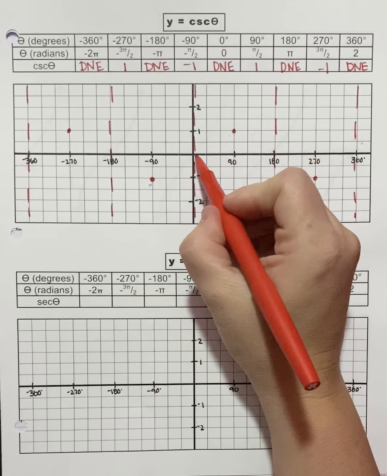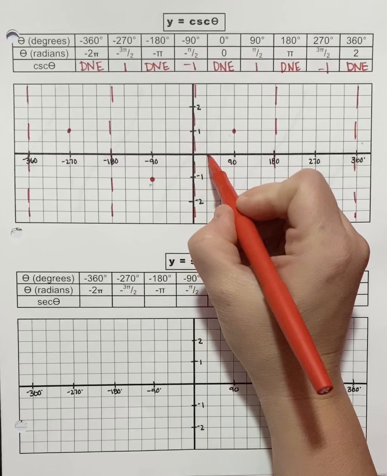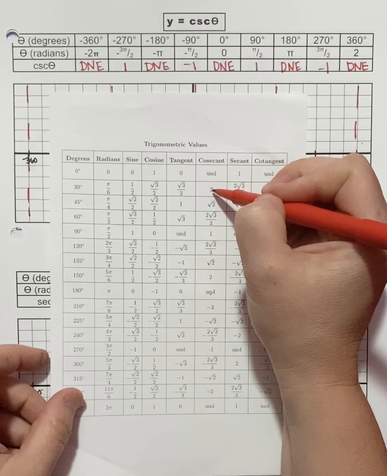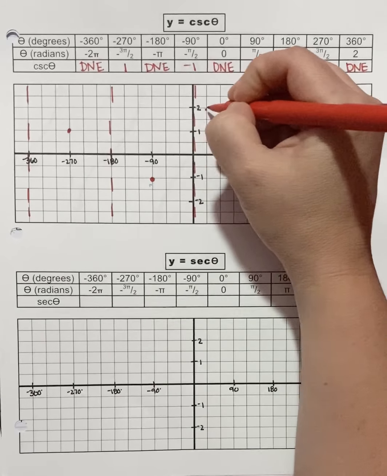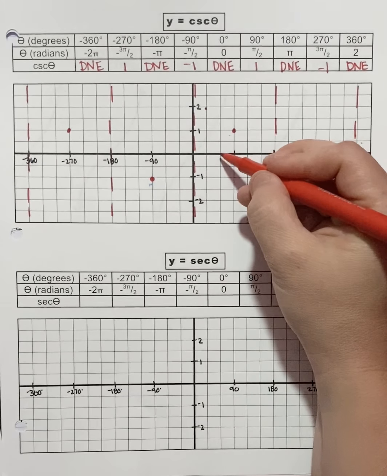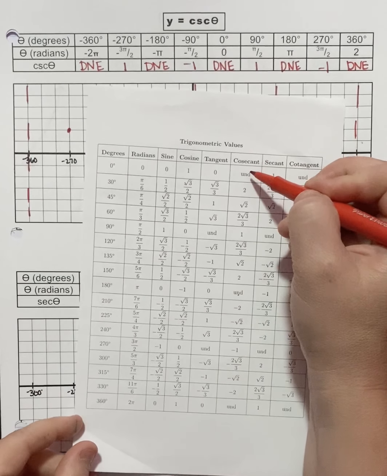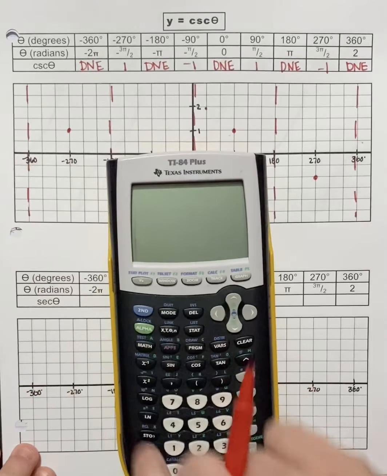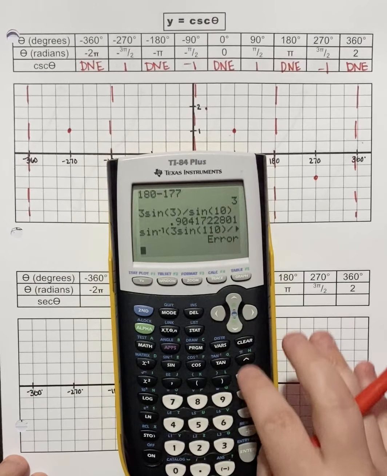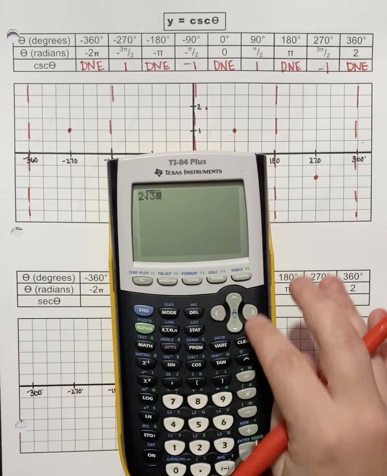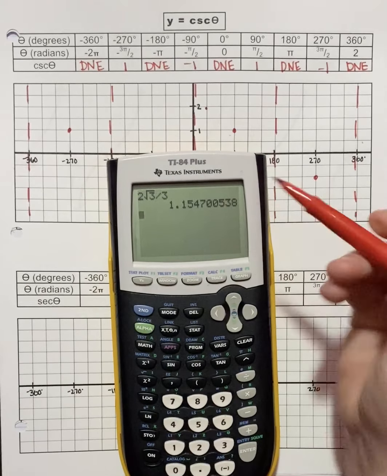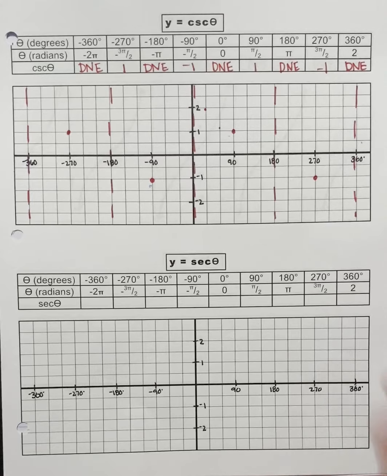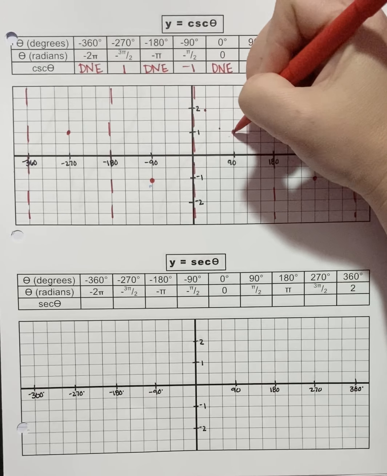So let's try to evaluate this at 30 degrees. I'm going to find the cosecant of 30 degrees. Using my chart, the cosecant of 30 degrees is 2. So at 30 degrees, I'm going to go up to 2 and put a little dot right there. Now I want 60 degrees. The cosecant of 60 degrees is 2 square root of 3 over 3. I'm going to use my calculator to evaluate that: 2 times the square root of 3, divided by 3, gives me about 1.2. So if this is 60, I'm going to go up 1 and just a little bit more.